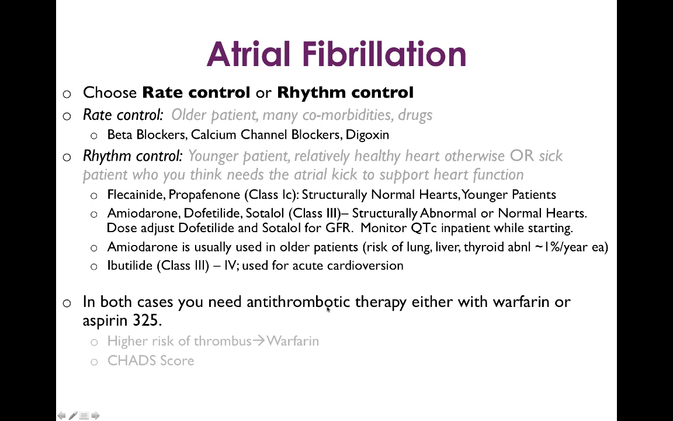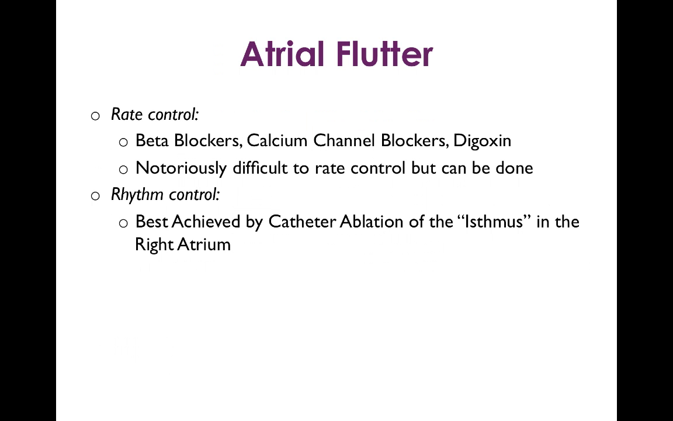The other aspect to atrial fibrillation therapy is an antithrombotic, either warfarin in patients with higher risk of a thrombus, which you can imagine are older patients, a bigger left atrium, a sicker ventricle, someone who's already had a stroke before, someone in heart failure, or, in patients who are relatively healthy otherwise, aspirin 325 milligrams a day can suffice. The details of which to pick aren't important at this stage, but just keep an eye out for the CHADS score, which is a way of formalizing assessment of thrombotic risk and choosing antithrombotic therapy. Okay, so that's atrial fibrillation.